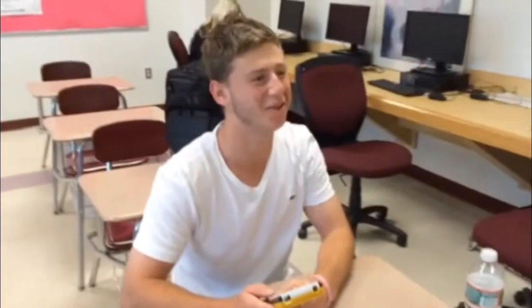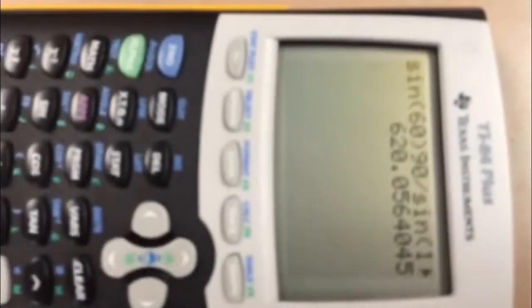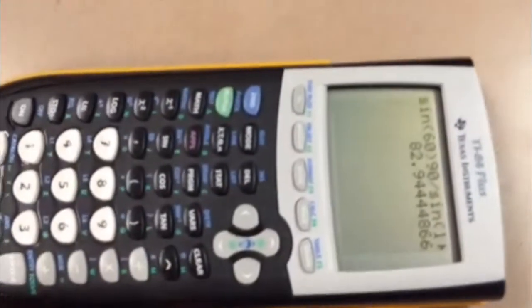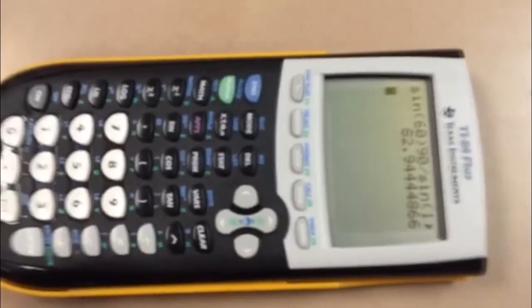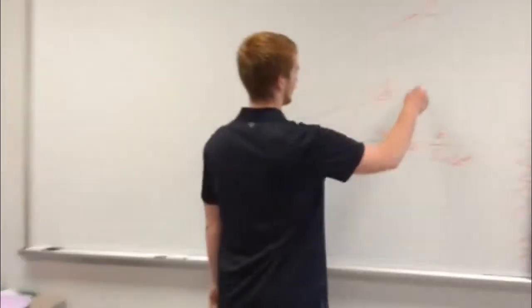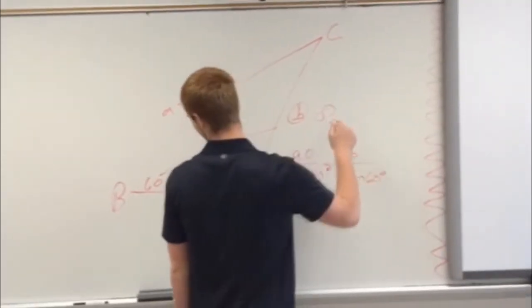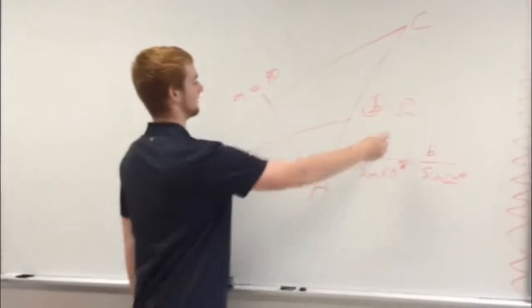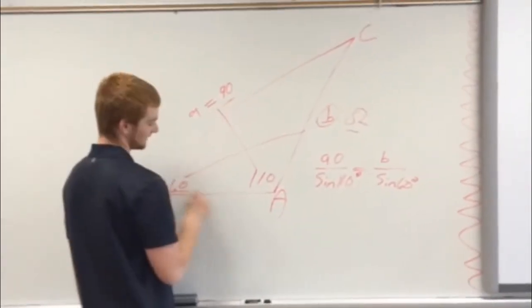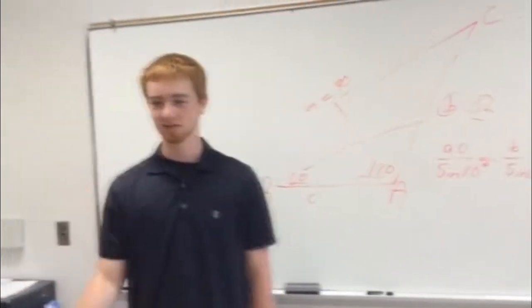I got the answer. Okay. 620.05. That's not right, is it? Oh, I'm in radian mode, my bad. I got 82.94. Okay, now that makes more sense. You know why? Because with the common sense check, this is smaller than 90 and 60 is smaller than 110. That's how you can check it.